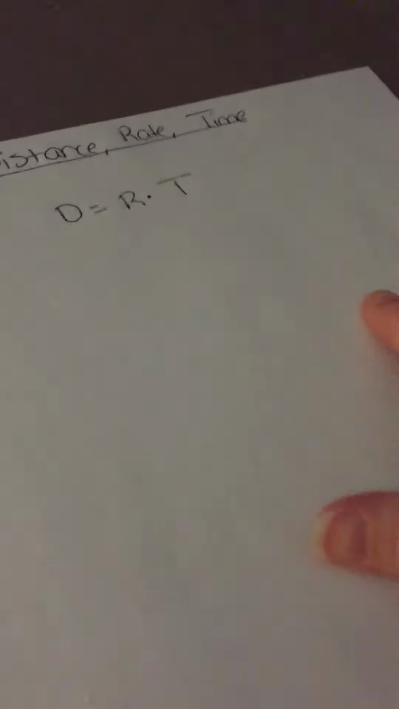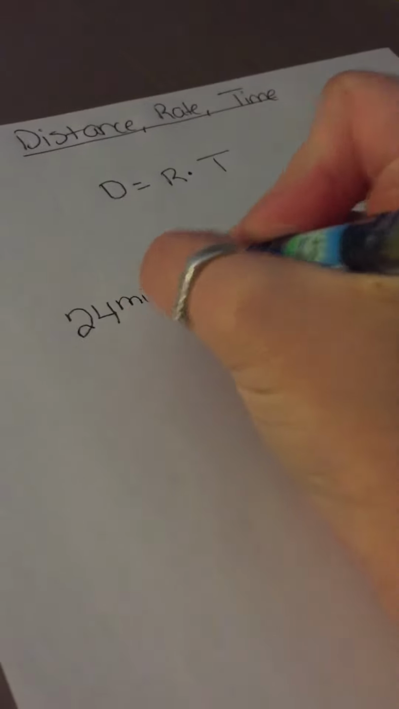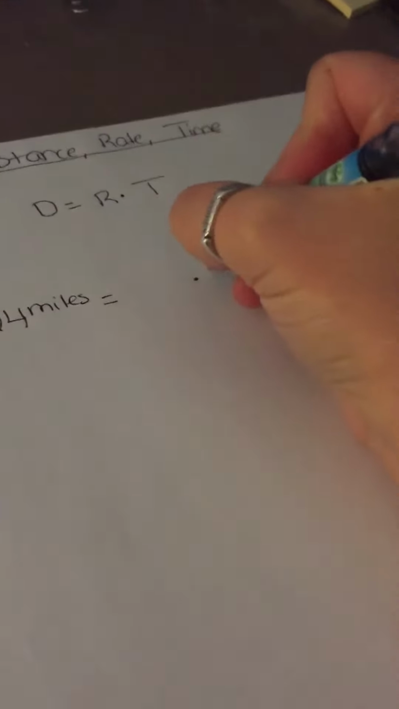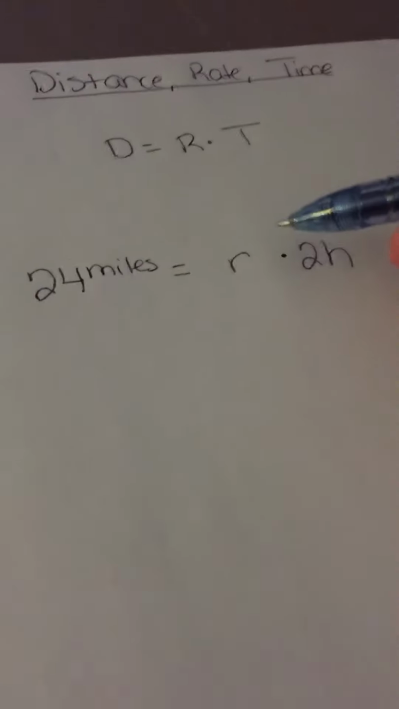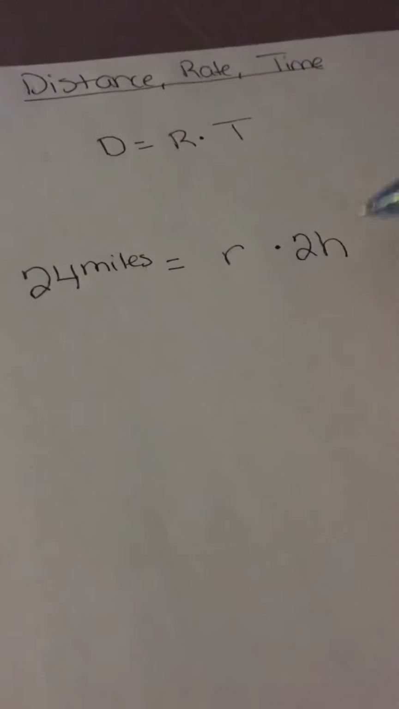The formula we're going to need to follow is distance equals rate, or for our purposes, rate is going to be the same as speed, times time. So let's say we have traveled 24 miles, and we know that this has been done in 2 hours. What we don't know is our rate or our speed. So we could calculate that by plugging them into the formula and solving.